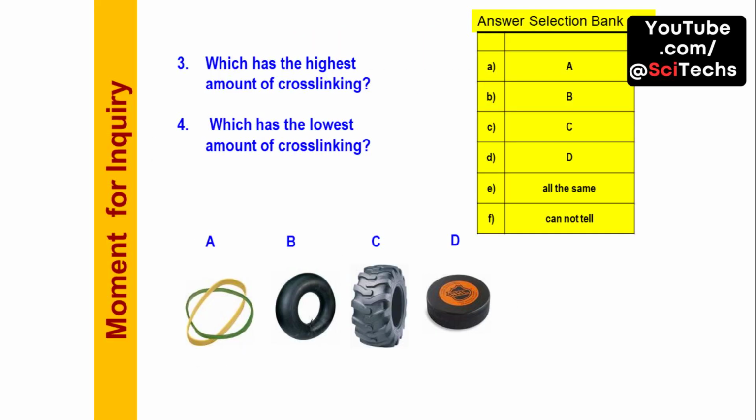Which elastomer has the highest amount of crosslinking? And which has the lowest? Consider the physical appearance and properties of each sample to make your selection. The answers indicate that option D has the highest amount of crosslinking, while option A has the lowest. This knowledge helps in choosing the right elastomer for specific applications.